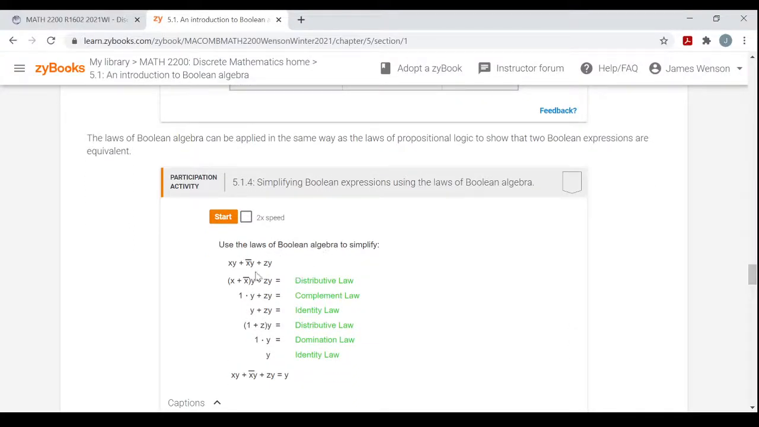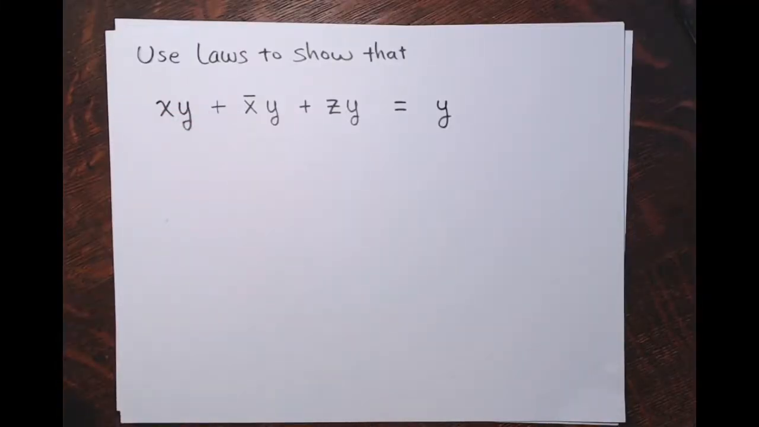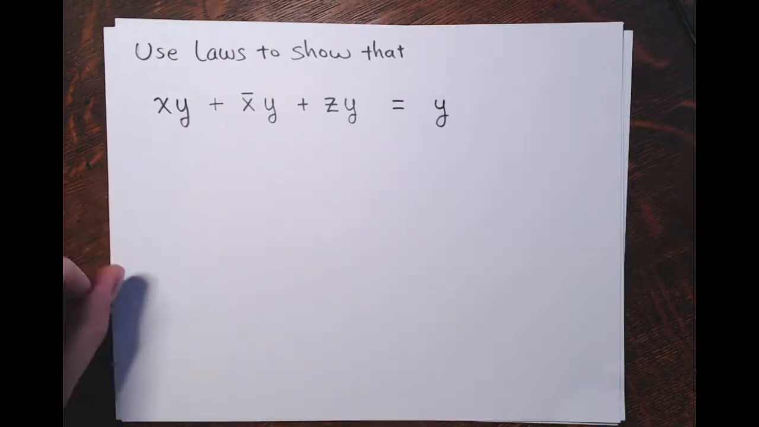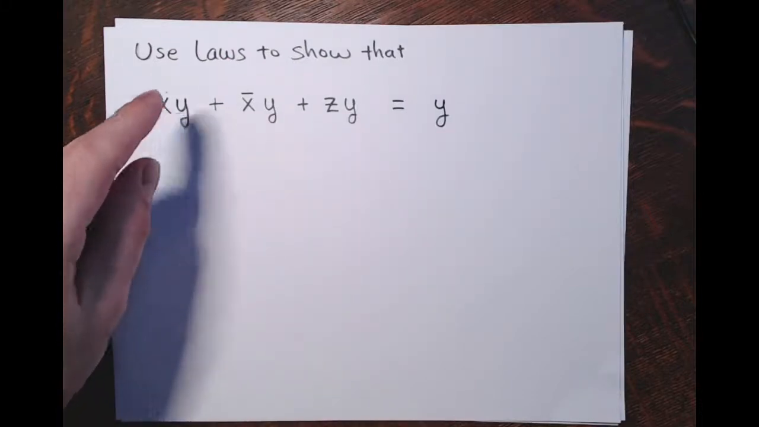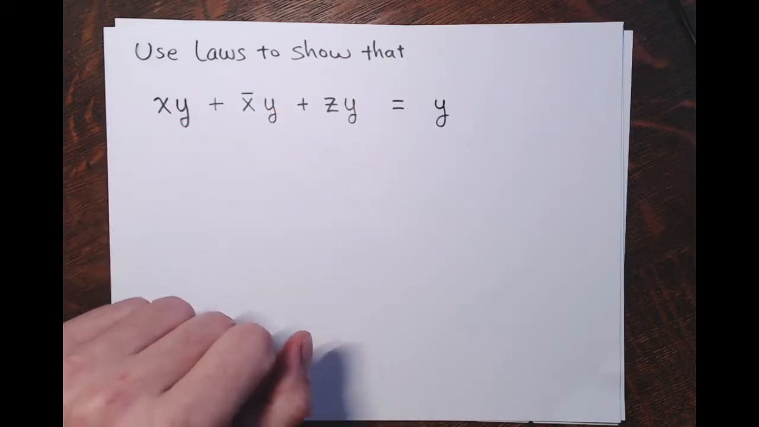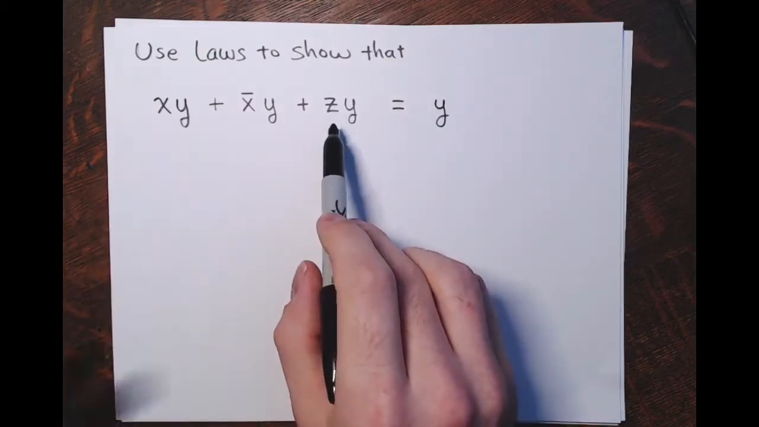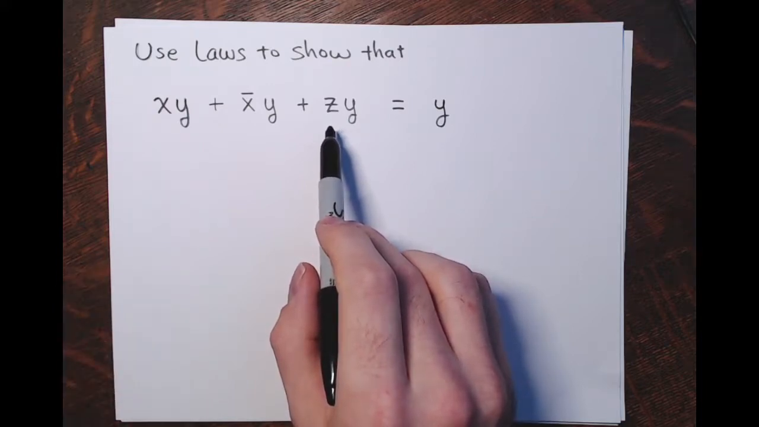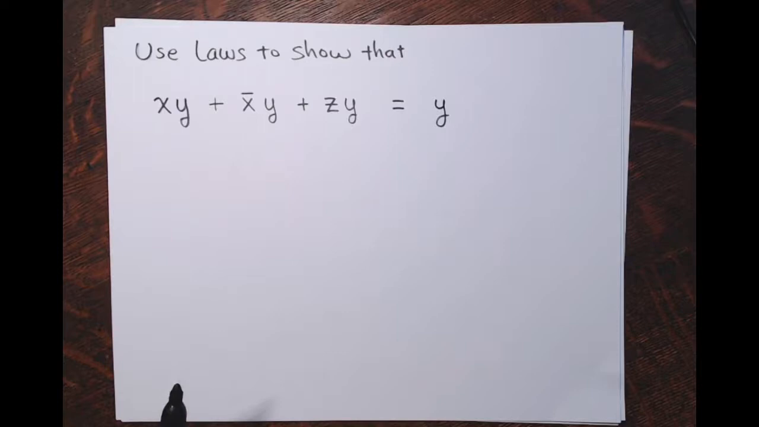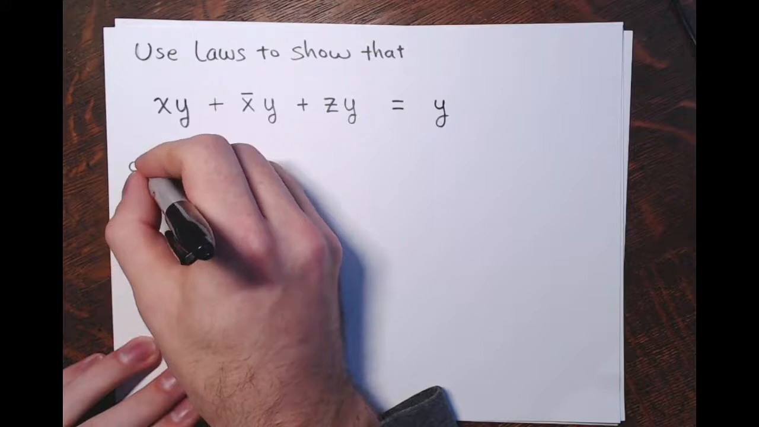So I'll show you here, this participation activity on paper. We're going to use our laws of Boolean algebra to show that this crazy expression, x times y plus the complement of x times y plus z times y, will always have the same Boolean value as just y. Remember how this kind of works. Hopefully this looks familiar.